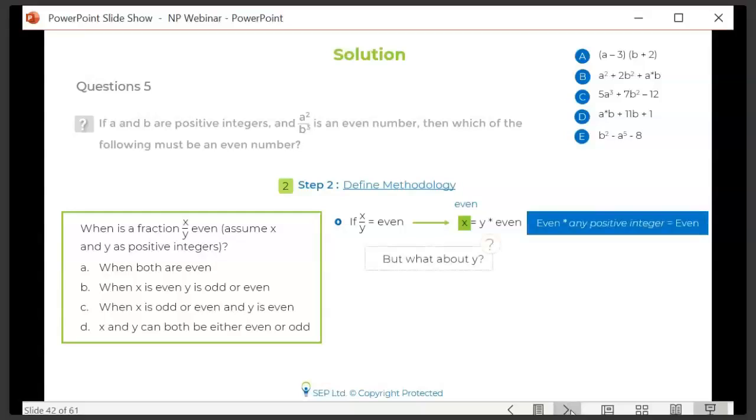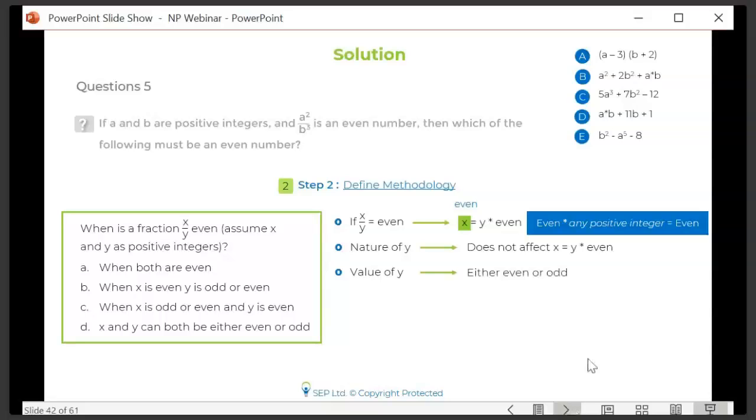Now, as far as y is concerned, you can think in this way: the nature of y is not affecting my result here, right? y could be anything here. Even if y is odd, x will still be even. Even if y is even, x would still be even, right? So y is actually not affecting x in any way. So it could be either even or odd.